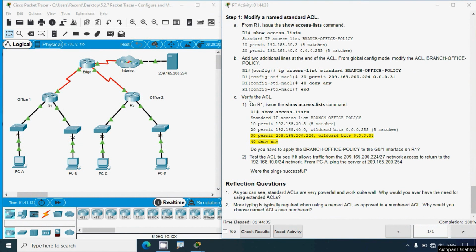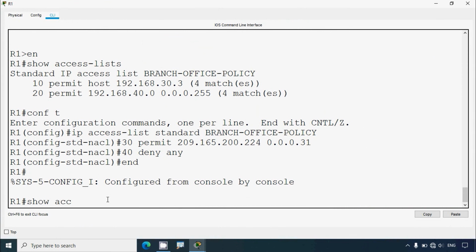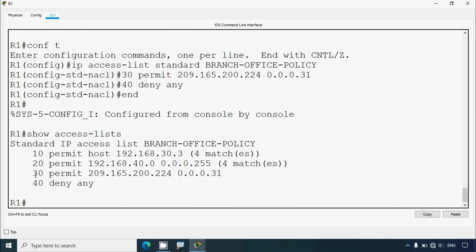Now we will verify the access control list. On R1, issue the show access-lists command, and we can see these lines 30 and 40 have been added. Show access-lists, and here are those lines.